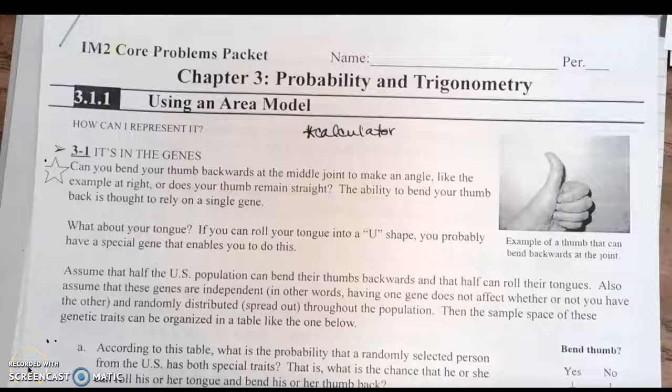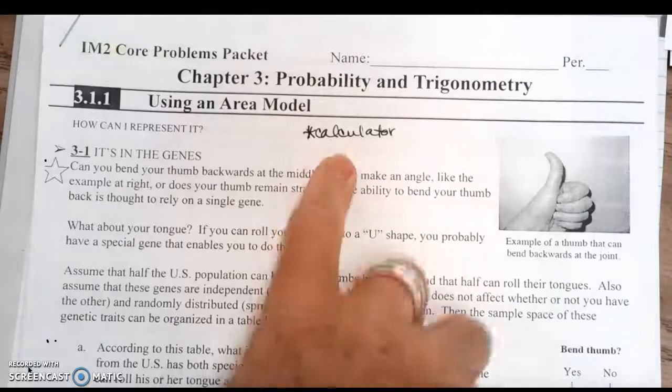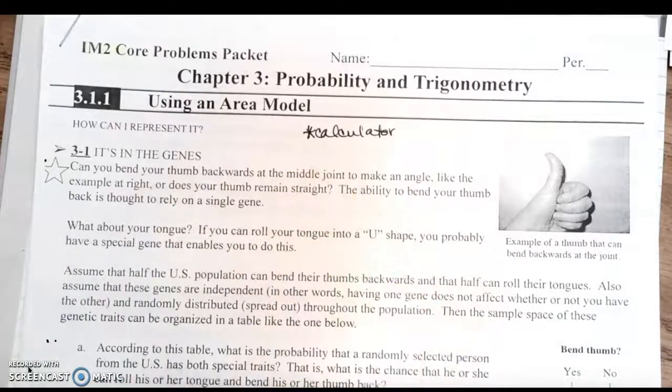Starting chapter 3, which is titled Probability and Trigonometry, and section 3.1.1 is titled Using an Area Model. If you have your own calculator, that might come in handy today. If not, just watch how I use mine, and then you can use Desmos later. All right? We're going to be answering the question, how can I represent it?